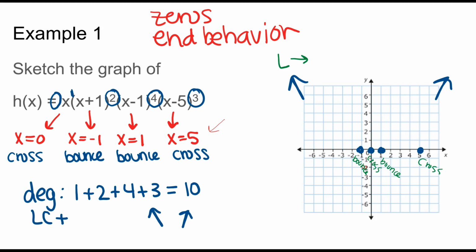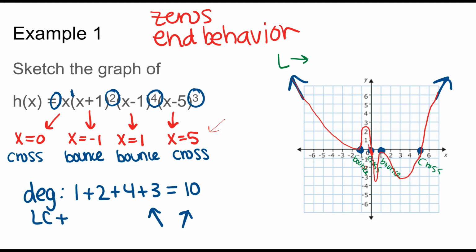All right, so where do we start? We start here. We're going to go to our first 0 and we're going to bounce it. Now, I don't know how high it's going to get, but I do know that it's going to need to come back down to cross through this 0. And I don't know how low this is going to get, but I know it's got to come back up to bounce here. And I know this one's got to cross so that it can get back to its end behavior, and it's going to look something like that.